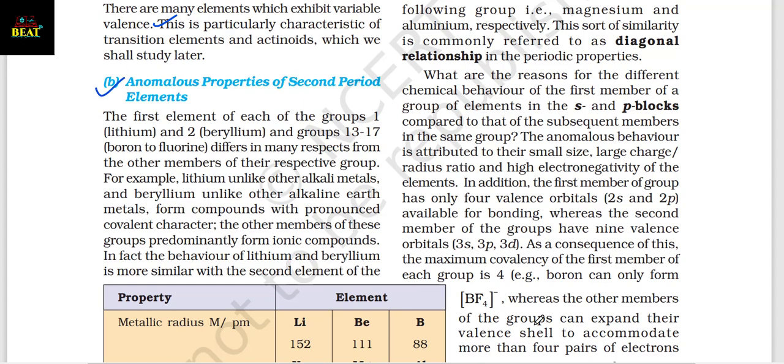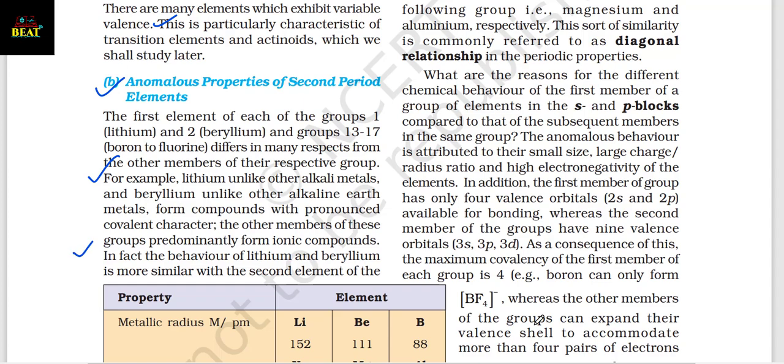B. Anomalous properties of second period elements. The first element of each of the groups 1 and 2 and groups 13 to 17, boron to fluorine, differs in many respects from the other members of their respective group. For example, lithium, unlike other alkali metals, and beryllium, unlike other alkaline earth metals, form compounds with pronounced covalent character. The other members of these groups predominantly form ionic compounds.